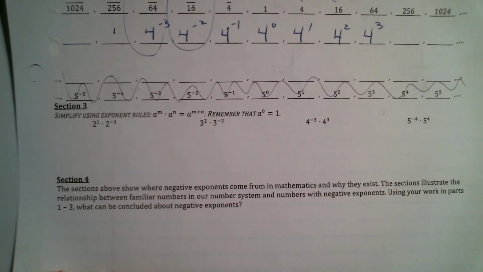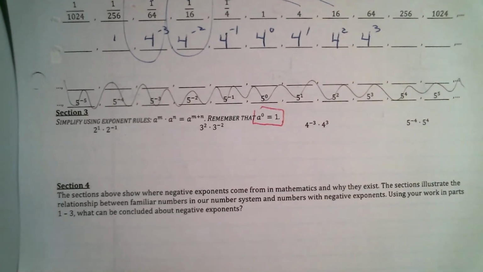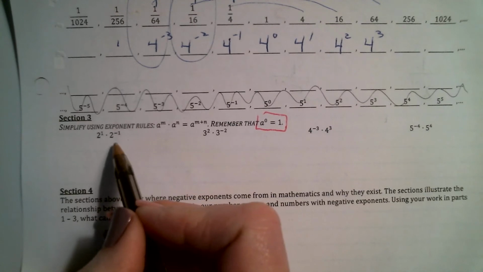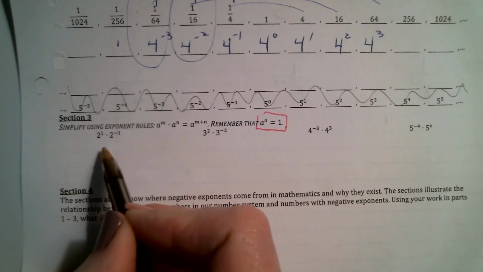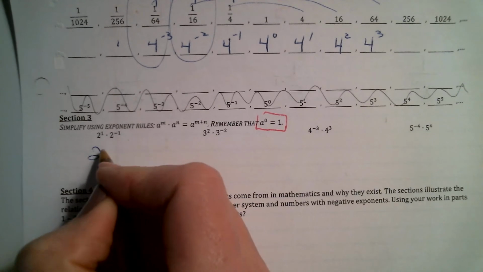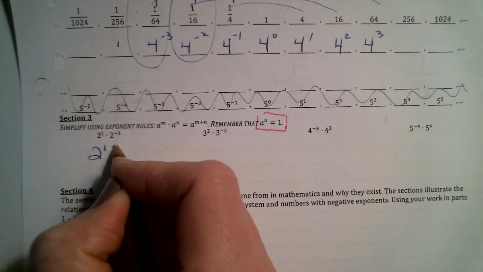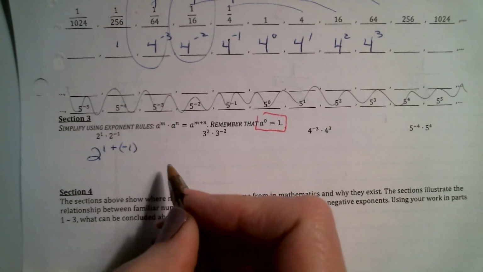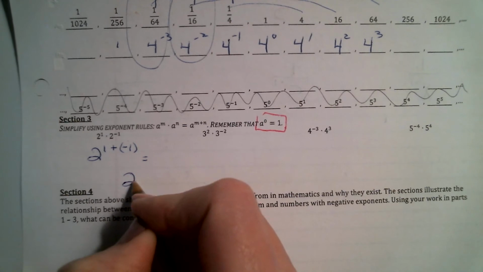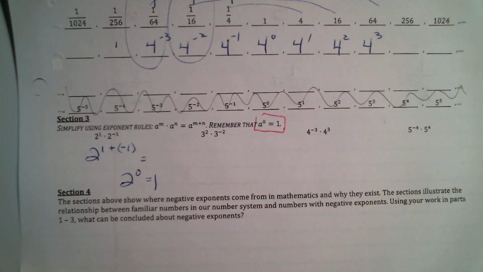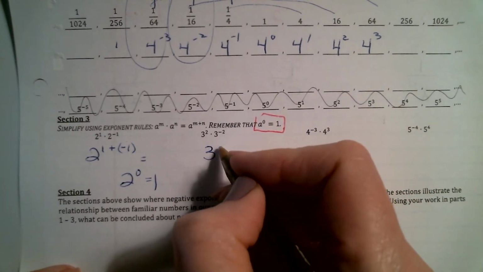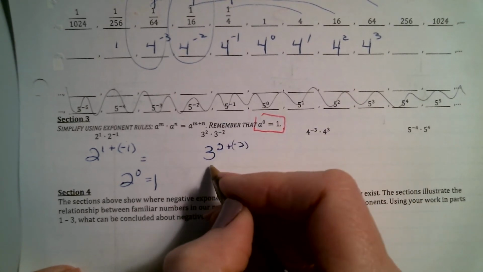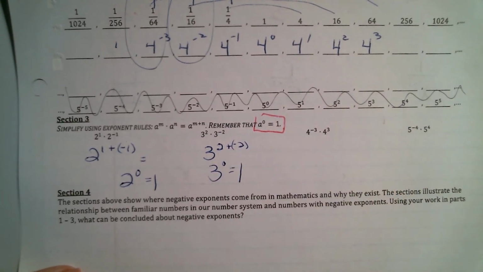Quick review on this too, that a to the 0 is 1. If we use that rule here, when we are multiplying powers with the same base, we add the exponents, we would get 2 to the 0, and that's 1. Same thing here. So just using a different property, 3 to the 2 plus negative 2, that's 3 to the 0, or 1. Okay.